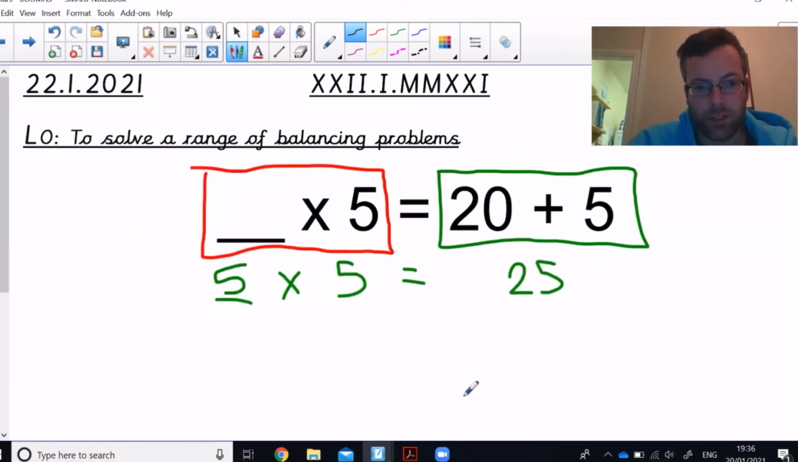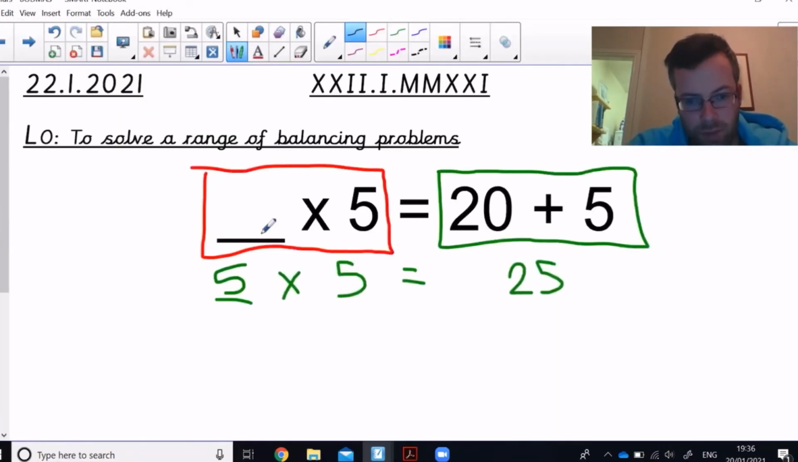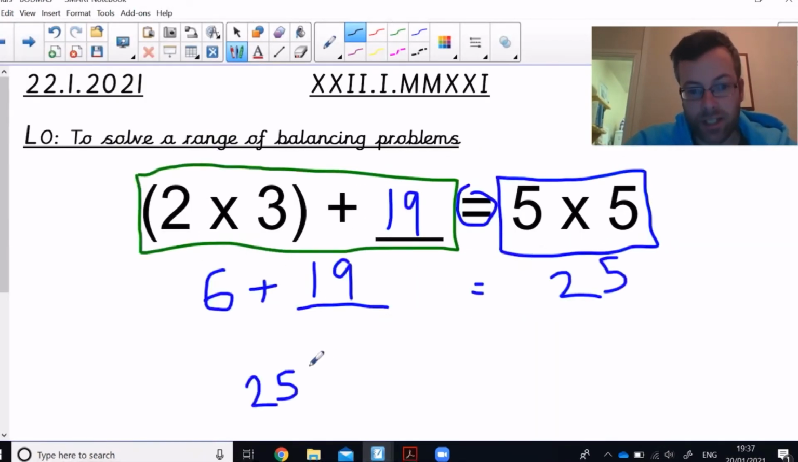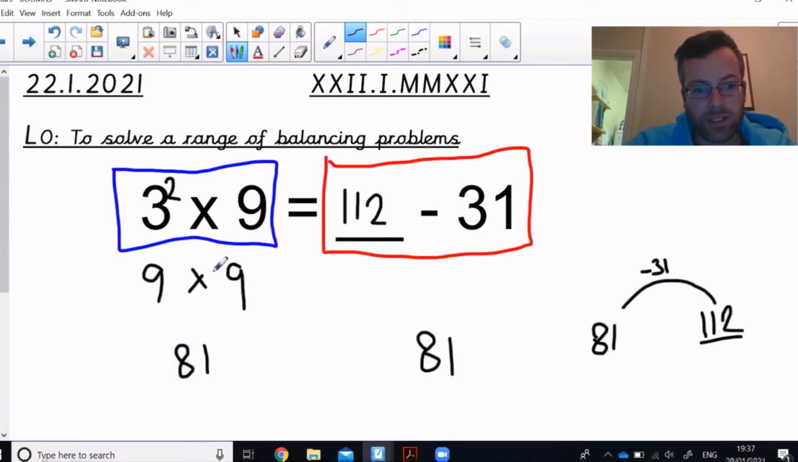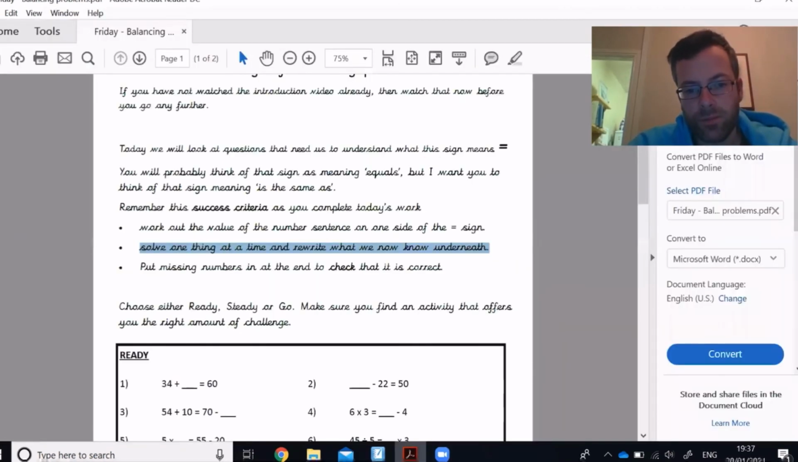Second step, do one thing at a time and keep rewriting it underneath. And hopefully you can see that I did that. Rewriting underneath, rewriting underneath, rewriting underneath with extra bits if I need to, a little bit of jottings to help me. And then finally, put the missing numbers back in at the end to check that it is correct. So then you've got a ready, steady, go.